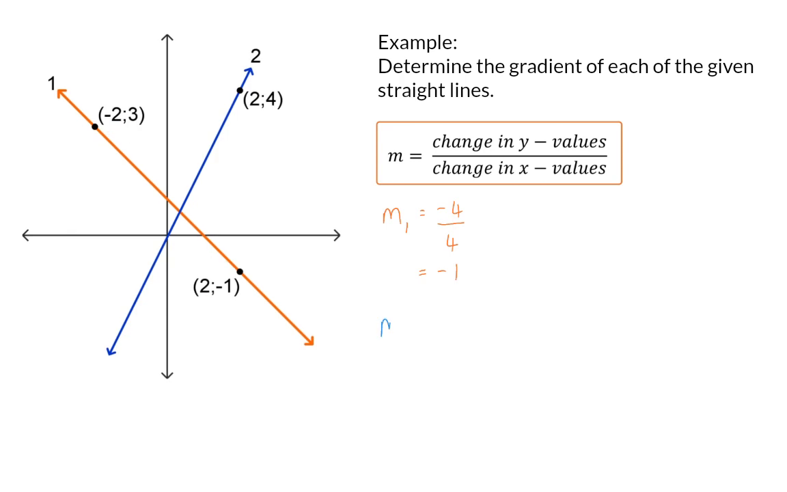To calculate the gradient of our second blue line, I'm going to use a coordinate that wasn't clearly indicated, but we already know that the origin is 0, 0. So from this point where y is 0, we need to move up 4 units to get to a y of 4. And from here, where we have an x value of 0, we need to move 2 units horizontally. So the blue line's gradient is 2/1, which can be written as 2.